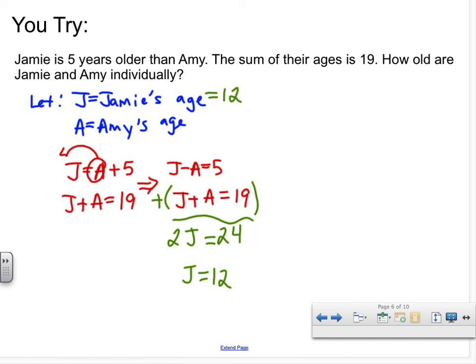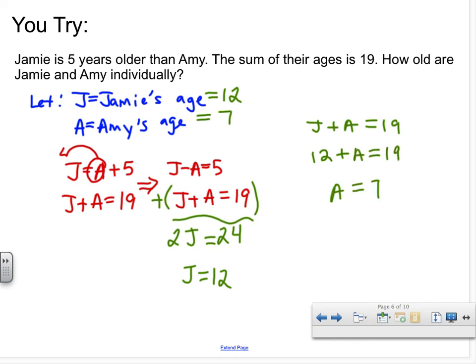So to find Amy's age, let's just use the equations we had. I know if I take J plus A, it equals 19. So if Jamie's age is 12, that means 12 plus A equals 19. So if I subtract 12 from both sides, I end up with Amy's age, which is 7. So I go back into my let statement and I can put 7 there. And I now know the solution to my problem.